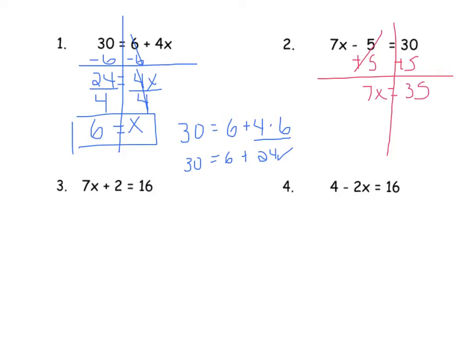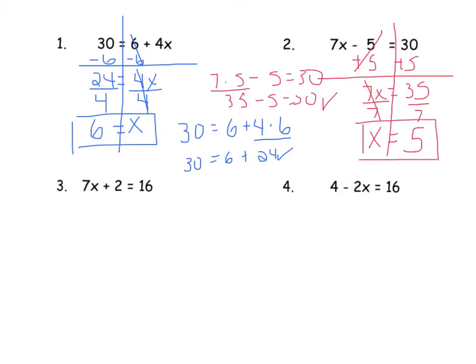X is being multiplied by 7, so we have to divide by 7 to get rid of it. So we are left with just the x on one side, and 35 divided by 7 is 5 on this side. To check it, I'll do it in the middle. 7 times 5 minus 5, does that equal 30? So we have to do the multiplication first. So 35 minus 5 is 30. That checks out. So 5 is our answer.